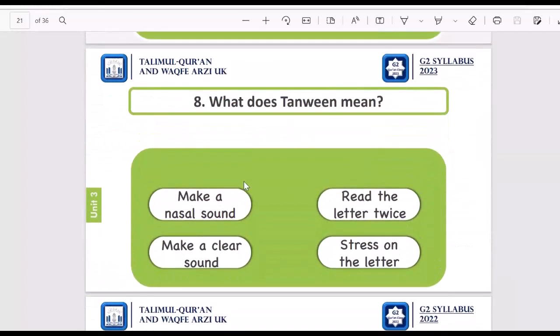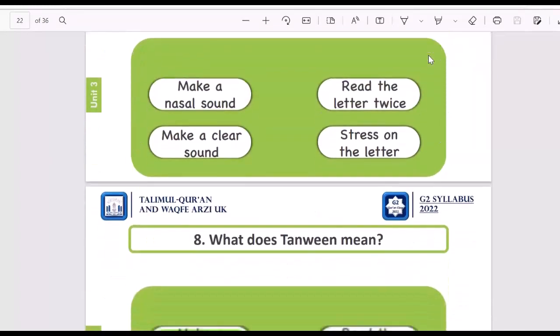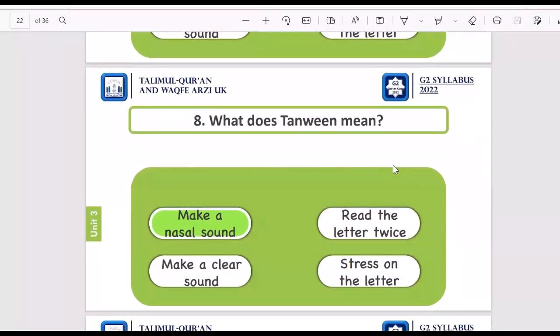What does tanween mean? It means to make a nasal sound, or to read the letter twice, to make a clear sound, or to stress on the letter. A majority of students have said make a nasal sound. Well done, that's the correct answer. So when you have a tanween on the letter, you make a nasal sound for that letter.